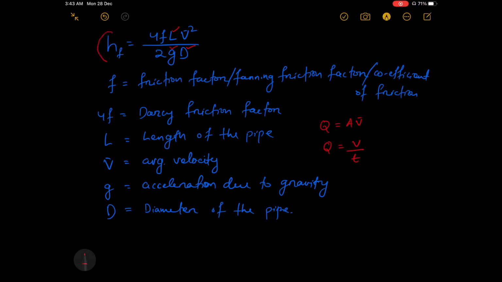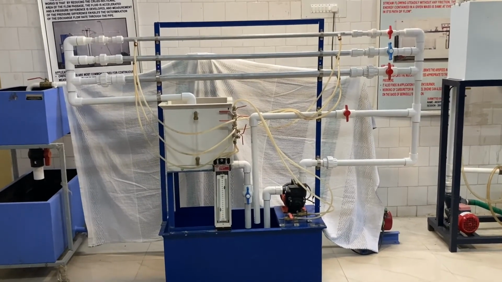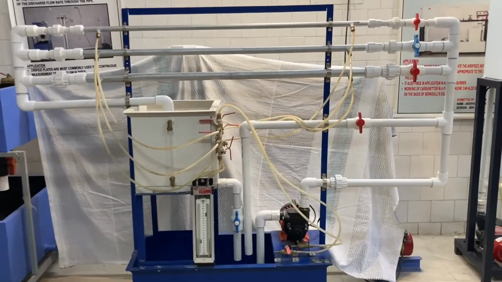and then we can find the head loss due to friction from the manometric reading, which is given as hf = h × (ρm/ρ − 1). Here h is the manometric reading, and when we find all these values, then we can easily find out the friction factor.